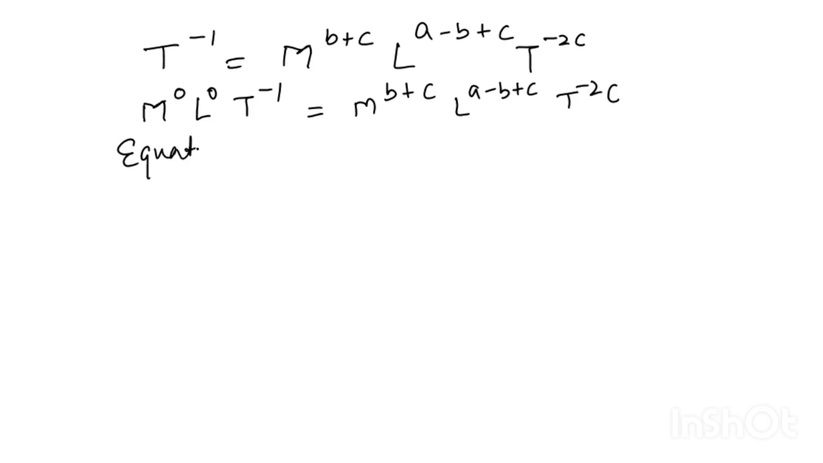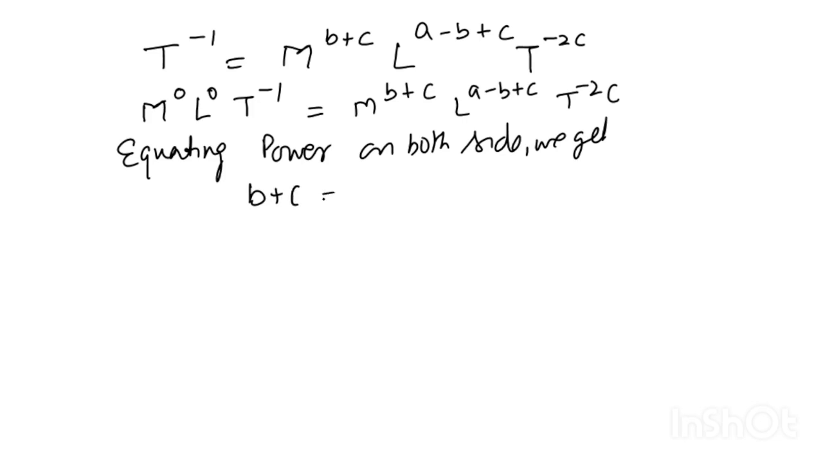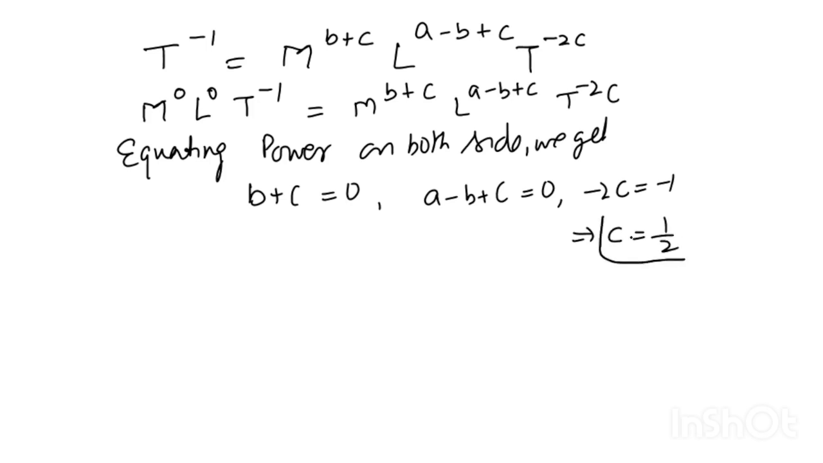Equating power on both sides, so we get B plus C equal to 0. A minus B plus C equal to 0. And this minus 2C equal to minus 1. So this implies C equal to half. So value of C equal to half, 1 by 2.